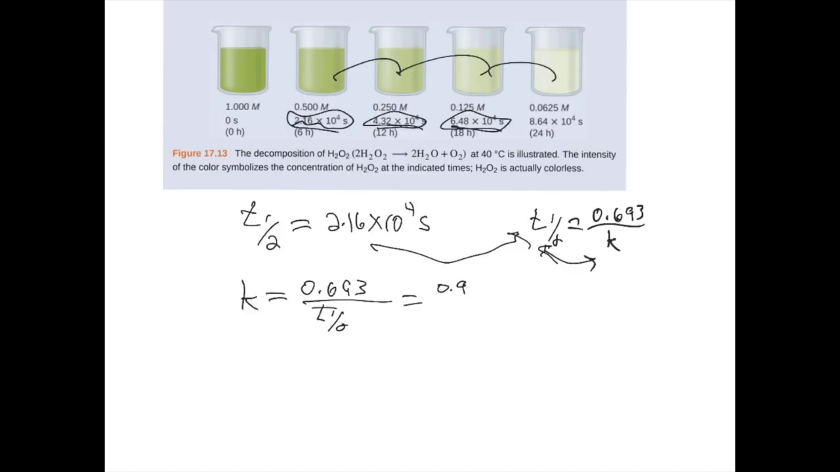Or I'll punch in the number for it: 0.693 divided by 2.16 times 10 to the fourth seconds. And when I do that math, it'll give me what the rate constant is for this decomposition reaction. So that would be 3.21 times 10 to the negative fifth reciprocal seconds. So 3.208, and I just rounded that to 3.21 times 10 to the minus fifth reciprocal seconds.